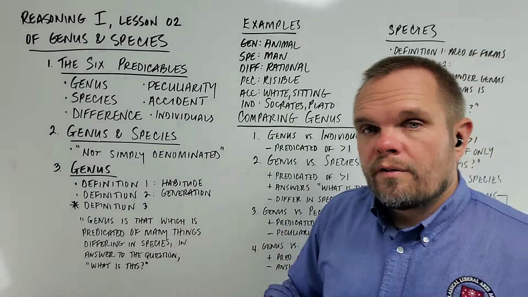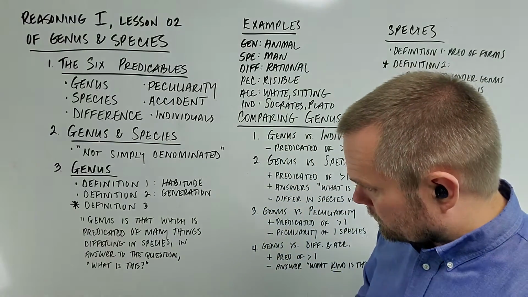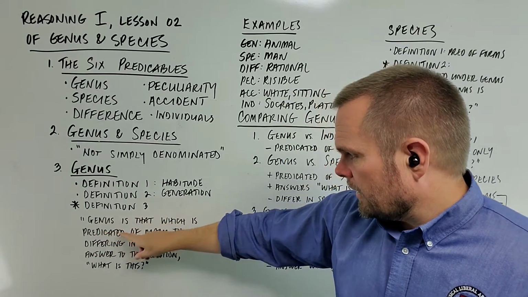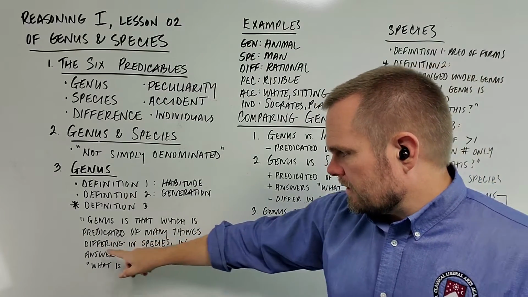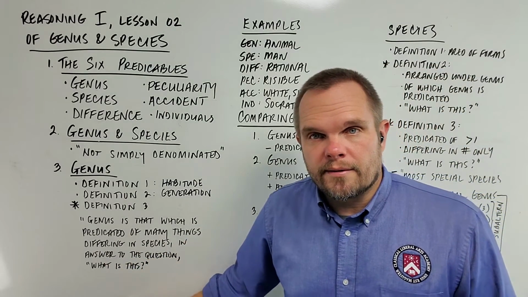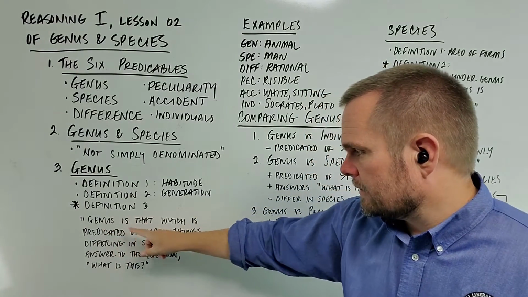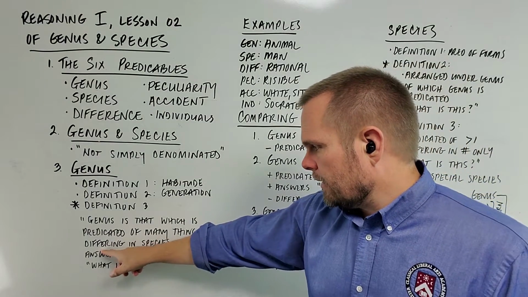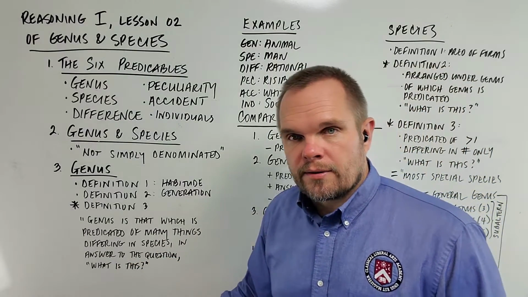This definition is more philosophical, okay, which makes sense since we're going to study Aristotle. The definition that's right in your lesson says, genus is that which is predicated of many things differing in species in answer to the question, what is this? That's a mouthful. Let me read it one more time. Genus is that which is predicated of many things, differing in species in answer to the question, what is this?